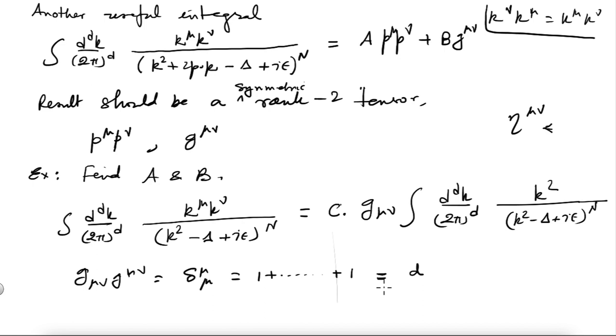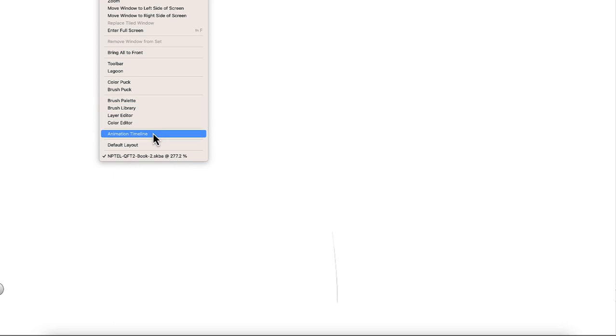So, anyway, now let us fix the factor of c. When I multiply by g mu nu on both sides, it will give you d. So, clearly c should be 1 over d, that is what I should use. So, I will remove that c and put a 1 over d. Let me write that result also.